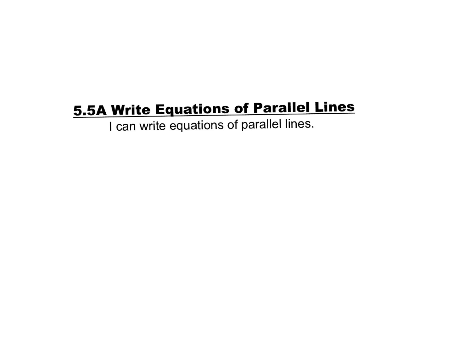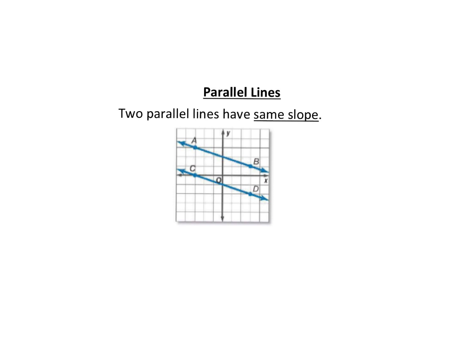In this lesson, we're going to write equations of parallel lines. So what do we know about parallel lines? Well, we know that parallel lines have the same slope. In line number 1, we have a -1/2 slope. And then in the line below, we have a slope of -1/2. Because they have the same slope, they're never going to intersect. They're going to continue going in the same direction, the same rate of change, and never cross.